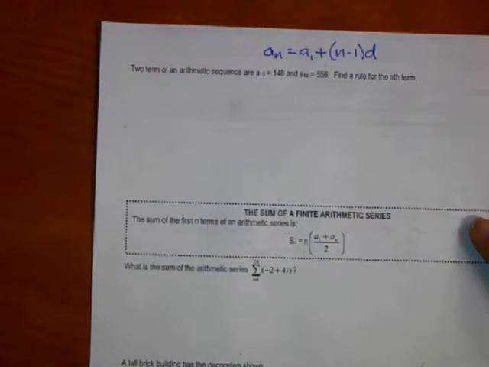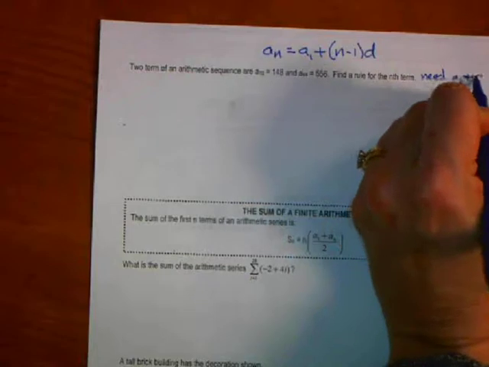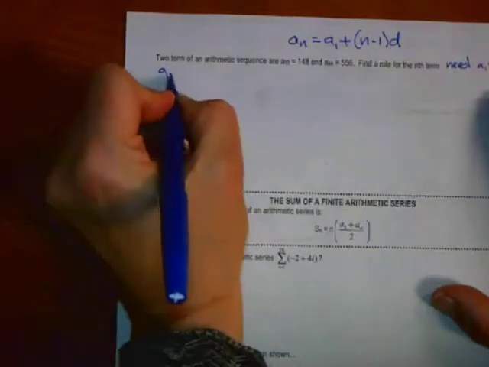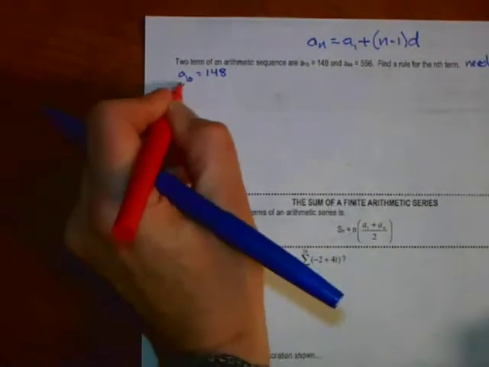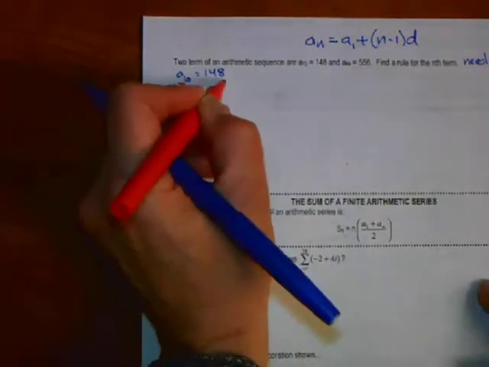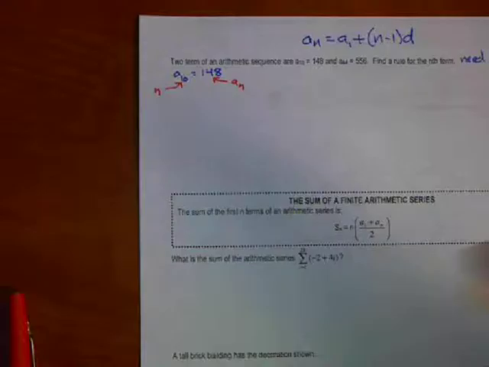So what we need to do for sure for the rule is we need A of 1 and we need D. We don't have either of those right now, but we can find them. We have the math capability to find them. So I'm going to start with what I know. A of 10 equals 148. I know that the 10 is an n, correct? That's the 10th term. That's one of my terms. That's n. I may be able to use that. I also know at that spot, 148 is A of n. That's the output, basically.